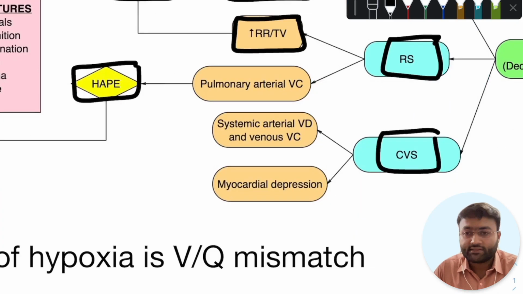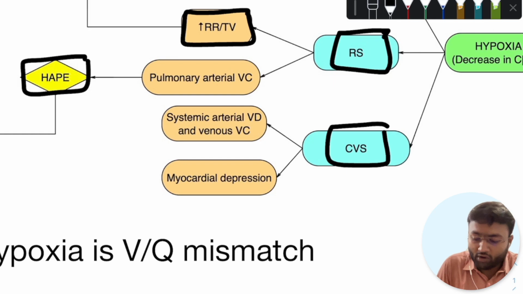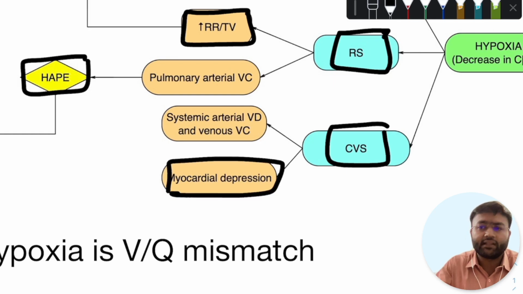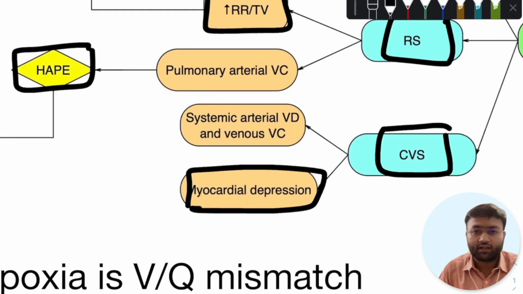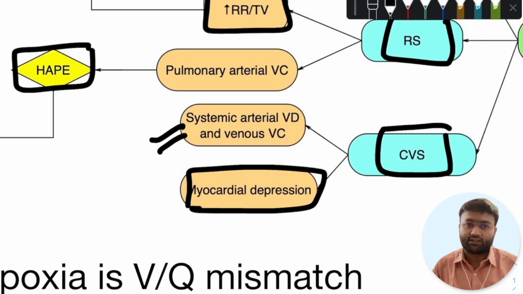Now, in the CVS, remember, myocardial depression is the final effect. Initially, there can be some excitation, but the final effect is myocardial depression. Always systemic arterial vasodilation will occur along with venous vasoconstriction.